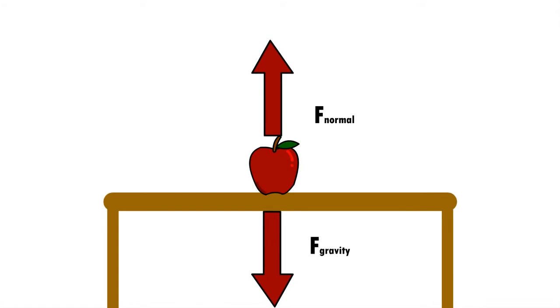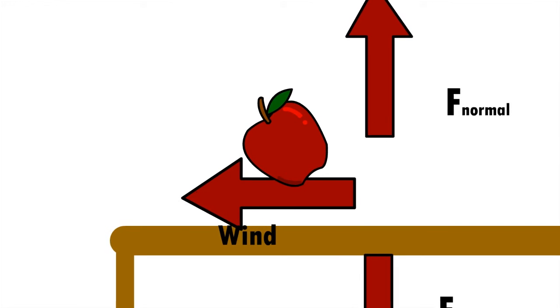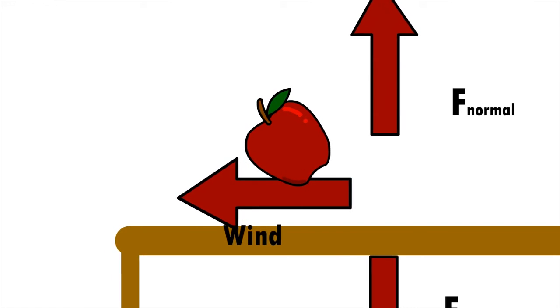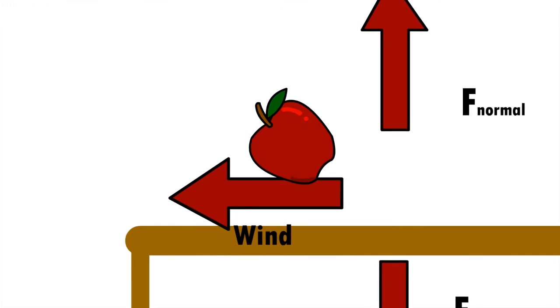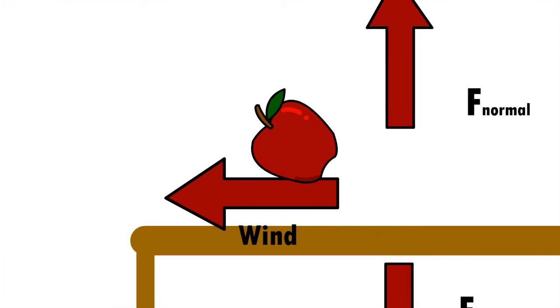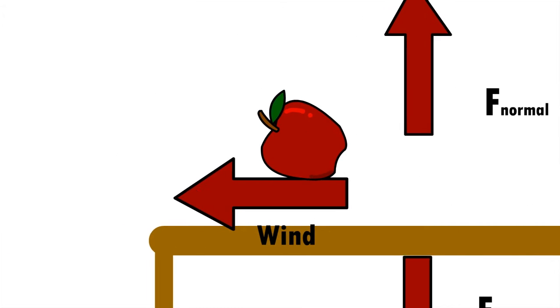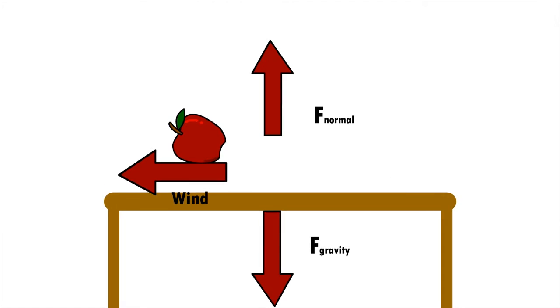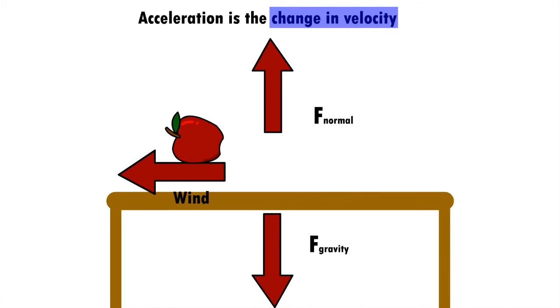Then, an unbalanced force comes in. As the wind coming from the side starts to apply force on the apple, the inertia of the apple resists this, but in the end changes its resting state to a sideways movement because of the wind's force. This force is then the unbalanced force, as there is no equivalent force acting on the other side of the apple. The unbalanced force therefore causes acceleration, which is the change in velocity. The apple resting on the table from a velocity of 0 changes its movement due to the wind's presence.